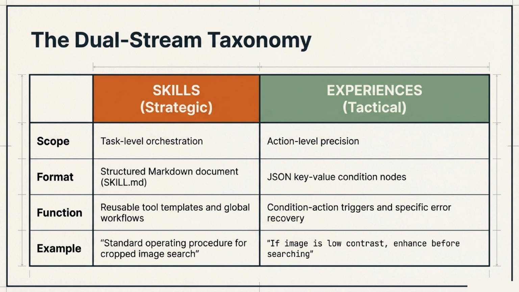Here is how this dual-stream taxonomy breaks down. On the strategic side, we have skills. These handle task-level orchestration and are stored as structured markdown documents, providing reusable tool templates and global workflows, like a standard operating procedure for a specific type of cropped image search. On the tactical side, we have experiences. These operate with action-level precision, using JSON key-value condition nodes to trigger specific condition action responses, for example, enhancing an image if the contrast is too low before searching.